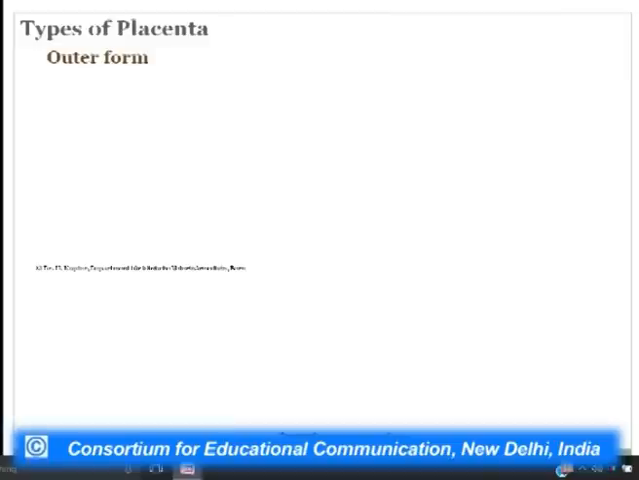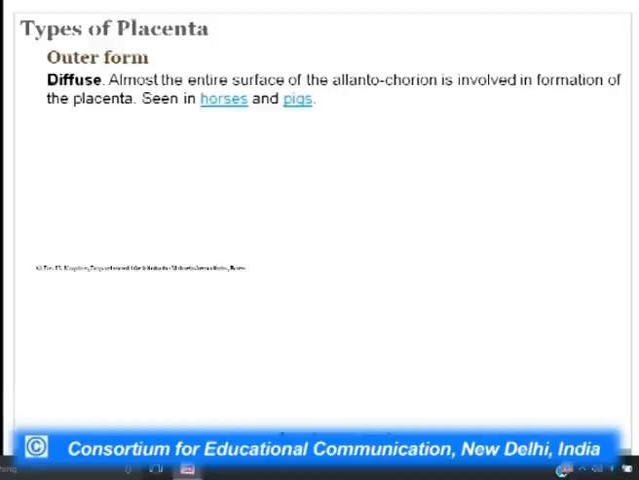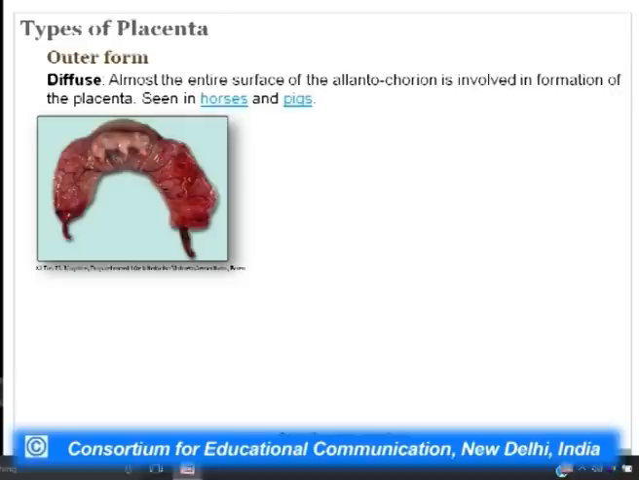Now we will look at the different types of placenta. Based on the outer form, the morphological or structural look of the outer morphology, the different types of placenta are like the diffuse, where almost the entire surface of the allantochorion is involved in formation of the placenta. So we are talking about the allantochorion placentas. Basically in this case, the entire surface of the chorioallantois is involved in the formation of the placenta, and this can be seen in horses and pigs. So this is the swine placenta which is shown here. It covers the entire surface of the embryo.